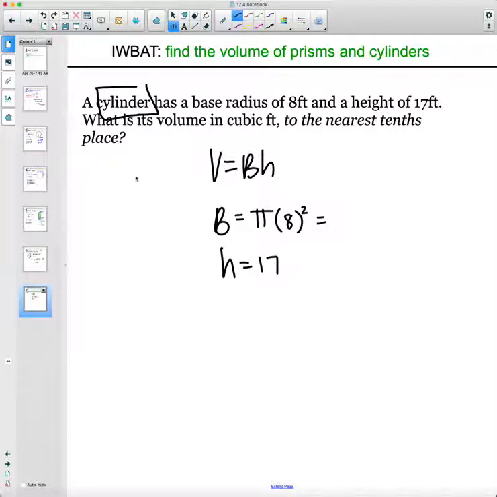So they give you everything. You don't have to draw a picture. If you want to, you can. Okay, draw out your cylinder, and get your radius on there of 8 and your height of 17. You can totally do that.